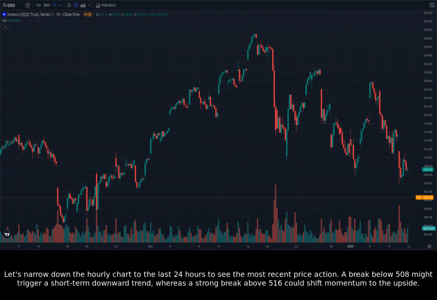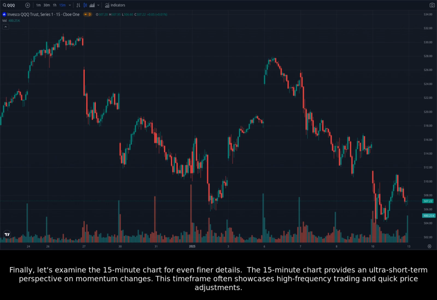Let's narrow down the hourly chart to the last 24 hours to see the most recent price action. A break below 508 might trigger a short-term downward trend, whereas a strong break above 516 could shift momentum to the upside. Finally, let's examine the 15-minute chart for even finer details.